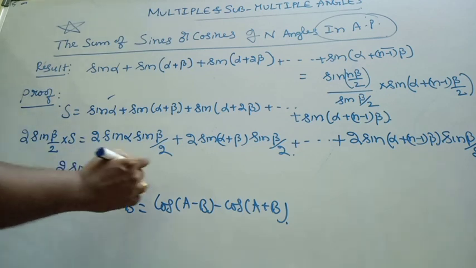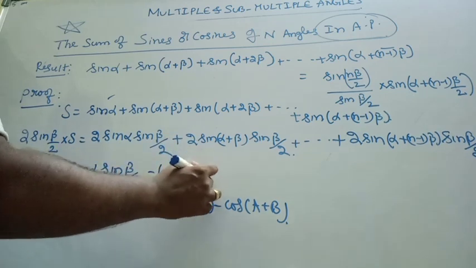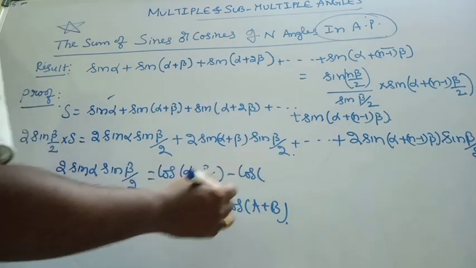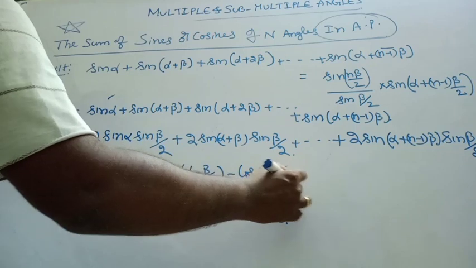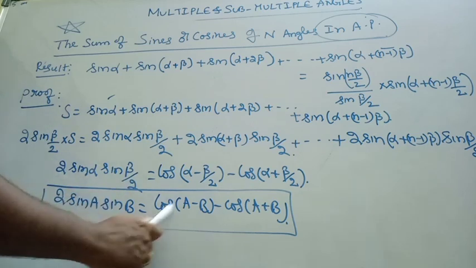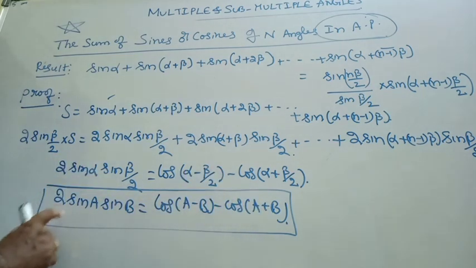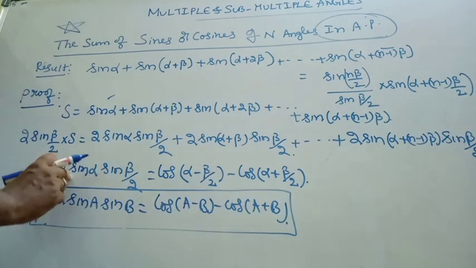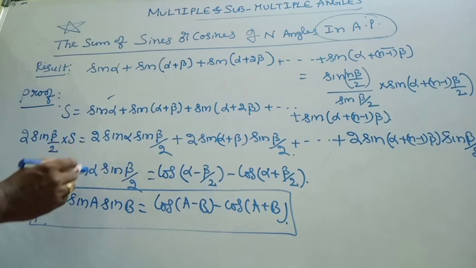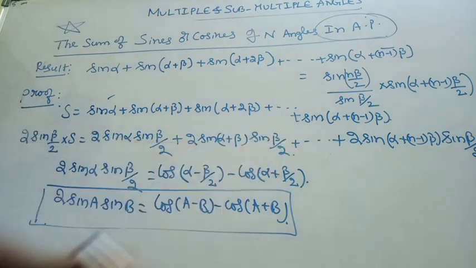Therefore, using this result, we can write cos(A minus B), where A is alpha, so alpha minus beta by 2, minus cos(A plus B), which is alpha plus beta by 2. By using this result we can write 2 sin A sin B, because cos(A minus B) minus cos(A plus B) gives 2 sin A sin B. In the place of A you have alpha, in the place of B you have beta by 2. That is nothing but cos(alpha minus beta by 2) minus cos(alpha plus beta by 2). Okay, my dear students, we have got till this.